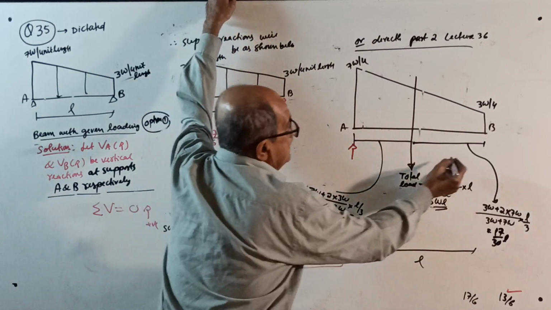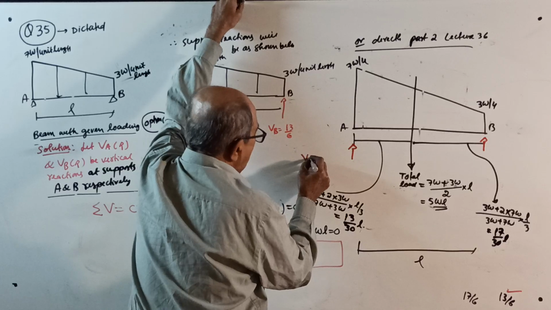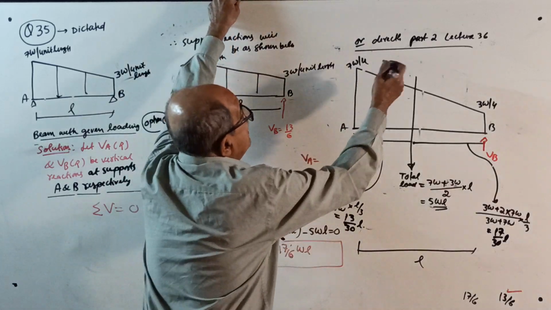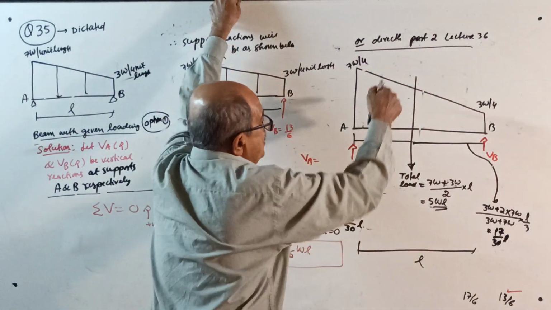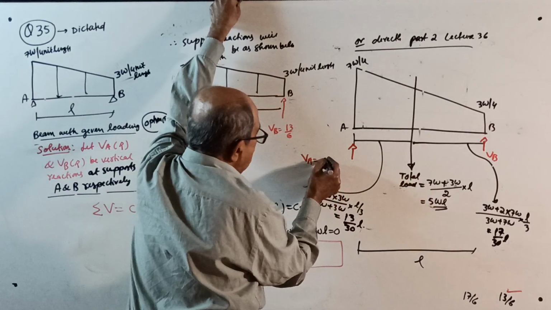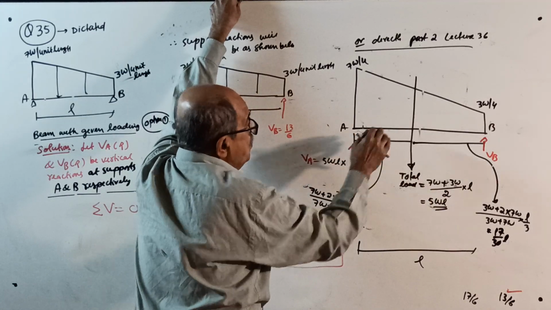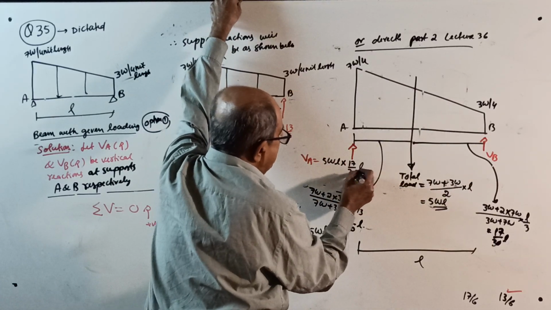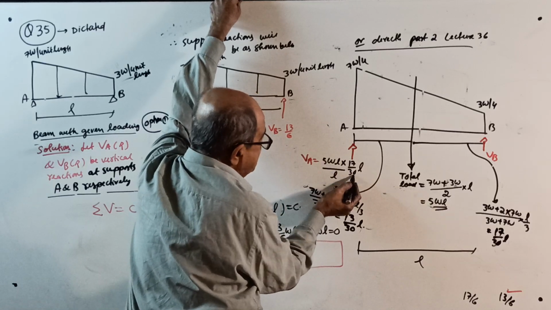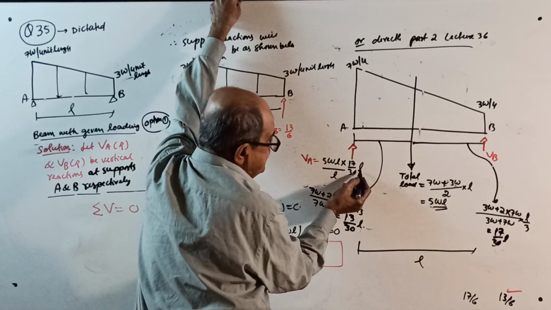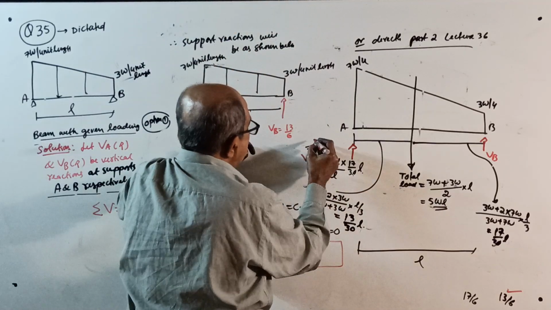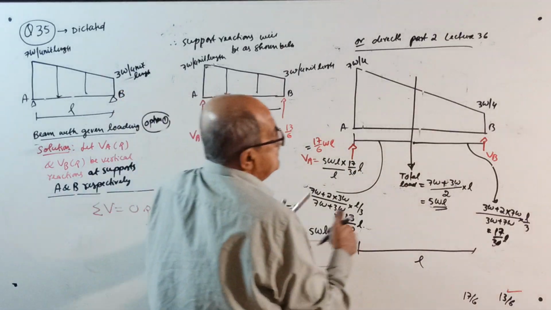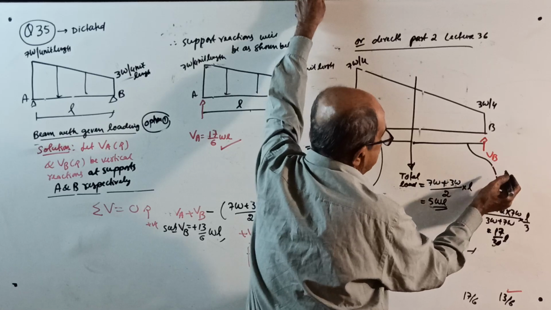Now, direct answer. This reaction, VA, VB, not required, waste of time. VA is equal to part 2, lecture 36. Total magnitude of the total load 5WL into the other distance 17 by 30L, divided by L. 5 by 6 times 17 by 30 is 17 by 6 WL. See here, correct. This reaction VB is equal to, space problem is there here.